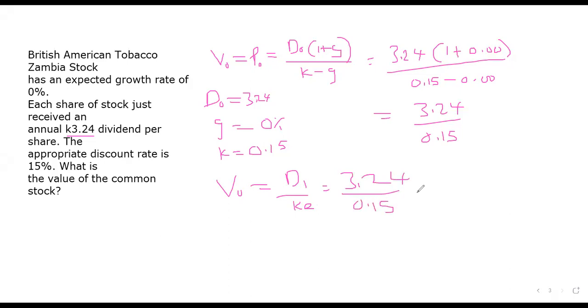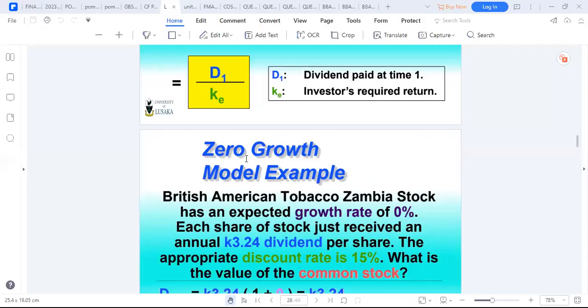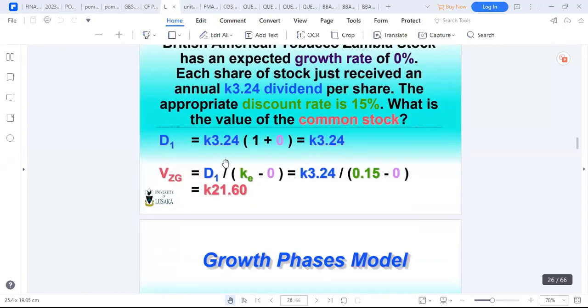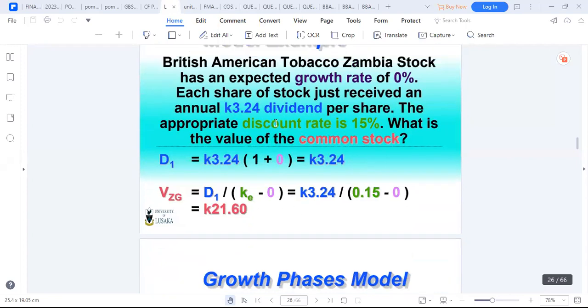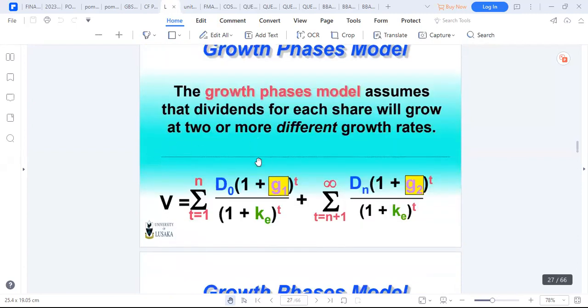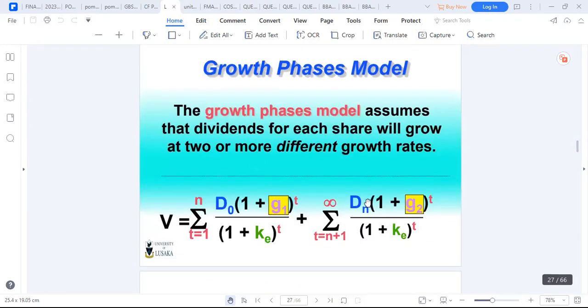It's acceptable when the growth rate is 0. So this is the formula that is usually taken when we have a zero growth model. Ideally, it's just an issue of math. If you do it the normal way, you're going to get 21.6. So this is the constant growth or zero growth model. But for exam purposes, what I'm interested in so much is this kind of model where we have the multi-phase.